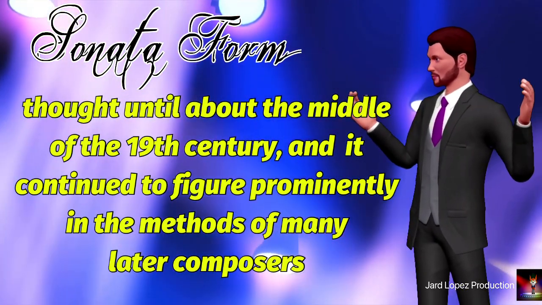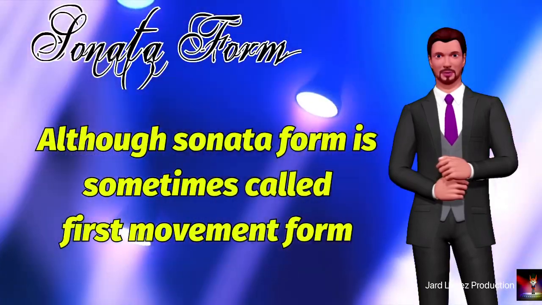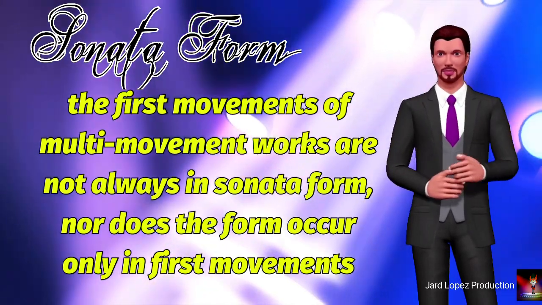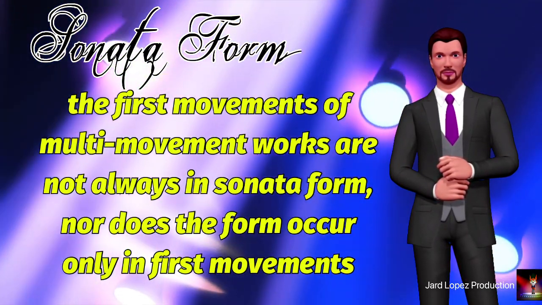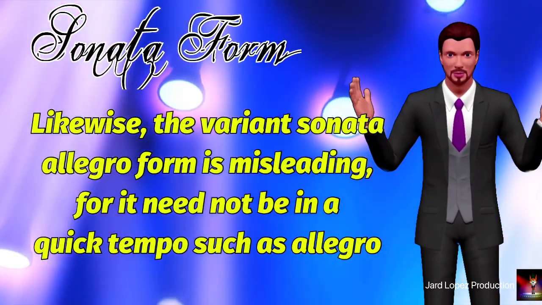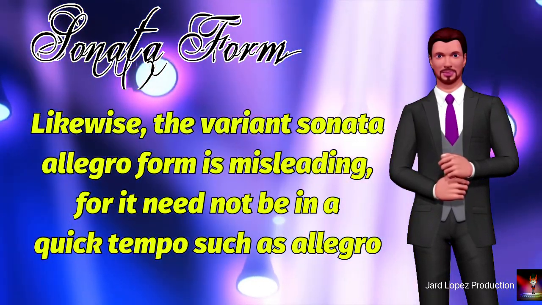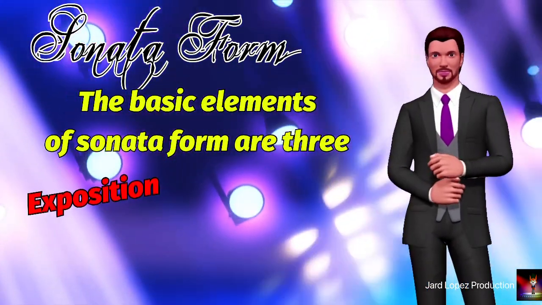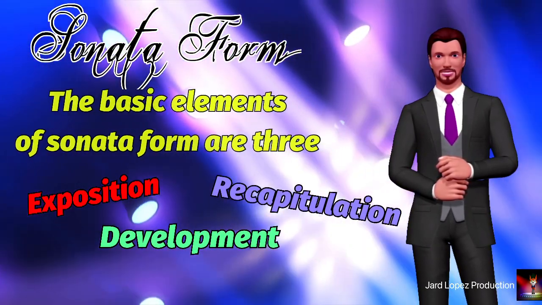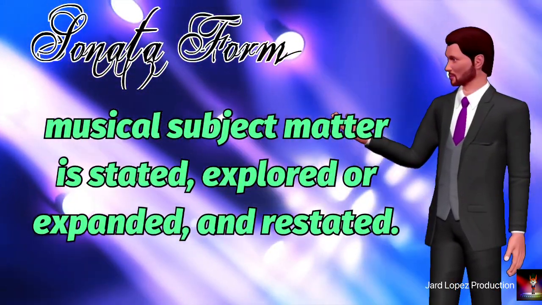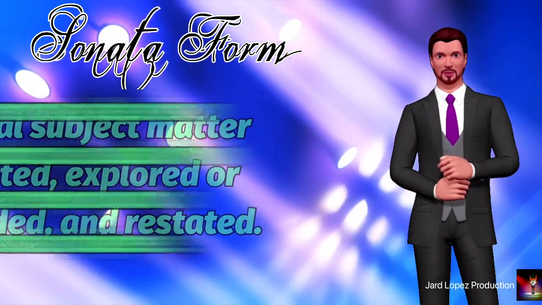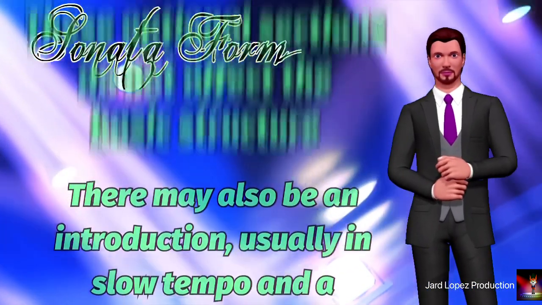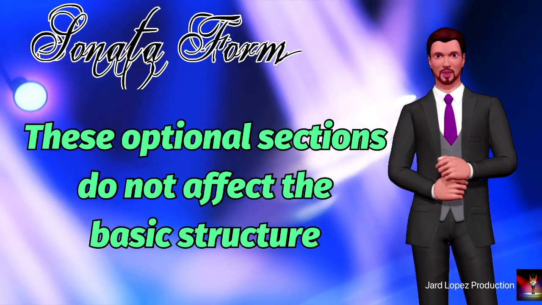many later composers. Although sonata form is sometimes called first movement form, the first movements of multi-movement works are not always in sonata form, nor does the form occur only in first movements. Likewise, the variant sonata allegro form is misleading, for it need not be in a quick tempo such as allegro. The basic elements of sonata form are three: exposition, development, and recapitulation, in which the musical subject matter is stated, explored or expanded, and restated. There may also be an introduction, usually in slow tempo, and a coda, or tailpiece. These optional sections do not affect the basic structure, however.